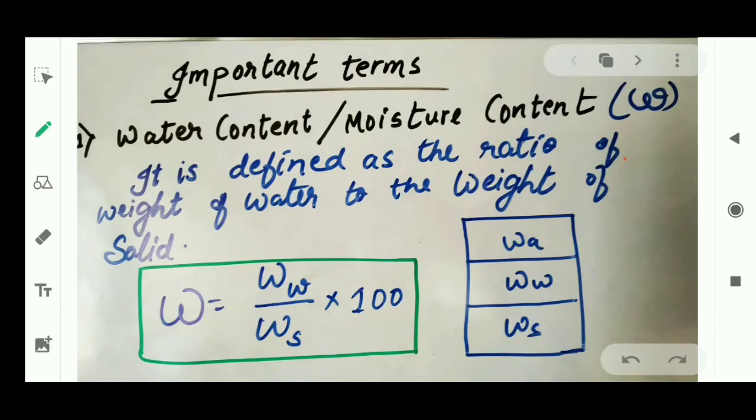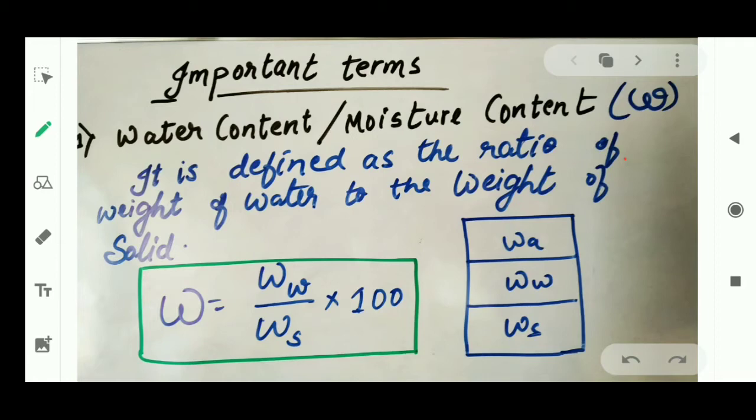In this video, we will learn some important terms which will be useful in our next 2 to 3 classes. In the previous class, I have already discussed all the important relations between void ratio, porosity, and degree of saturation. After that, here are some more important terms which we are discussing now.